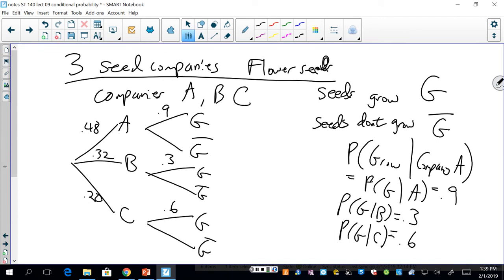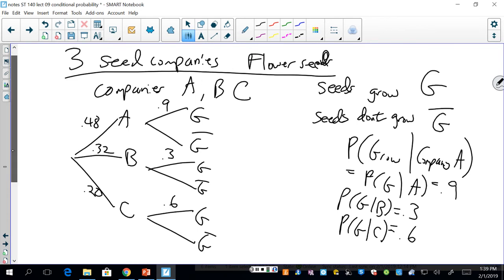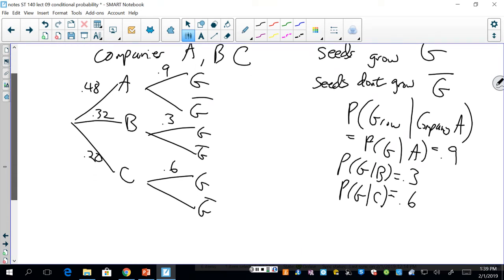What percent of the seeds in the city grow? What's the probability of G? How would you think about figuring that out? That's one question we can ask. What's the chance that it grows? What's the chance that company A planted it and it grows?